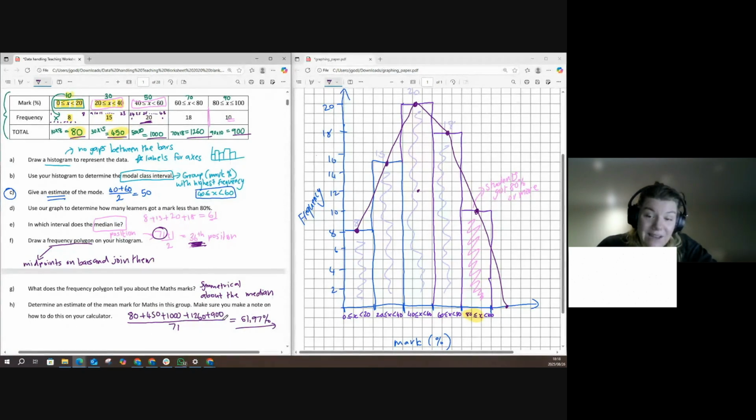Finding your estimated mean, you can always do it this way. However, sometimes that's quite a pain. So I'm going to show you how you can do it on your calculators. We're going to write it down. It doesn't have to be a whole number. You can keep it to 2 decimal places.